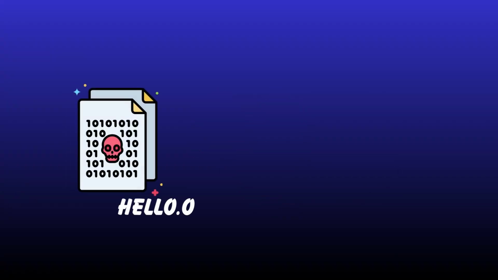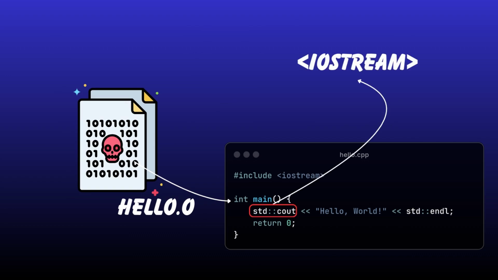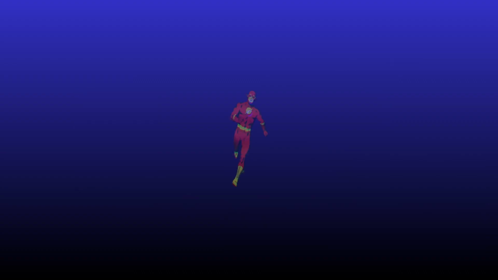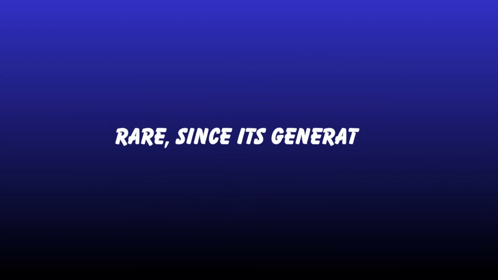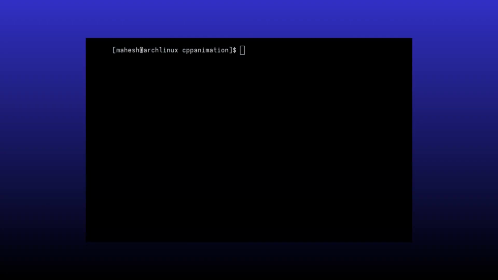In our example, hello.o would have binary for main, but references to std::cout are still placeholders, pointing to external libraries. This stage is fast, but if your assembly has errors, you'd catch them here. You can run the following command to generate the object file. You can disassemble object files with tools like objdump to see the hex codes.